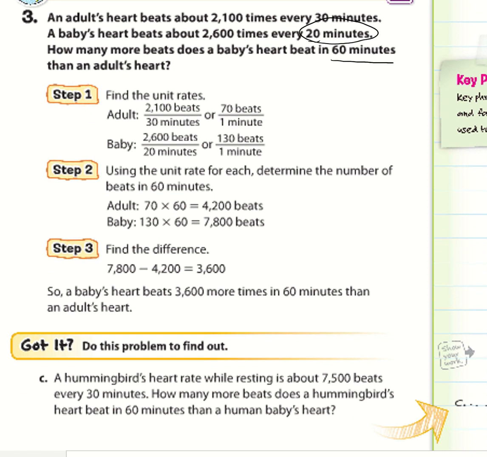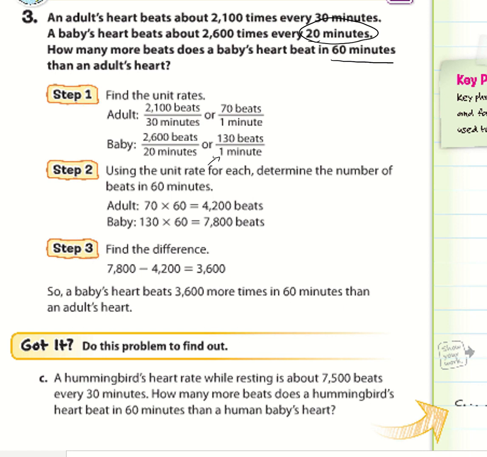So one thing we can do is find the unit rates of each, the adult and the baby. So the adult is going to be 2,100 beats for every 30 minutes, or 70 beats per 1 minute. The baby, same thing, 2,600 beats for every 20 minutes, or 130 beats for 1 minute. And then once we find these, it's asking for 60 minutes, so we're going to multiply both of these by 60, because we don't want 1 minute, we want 60 minutes.